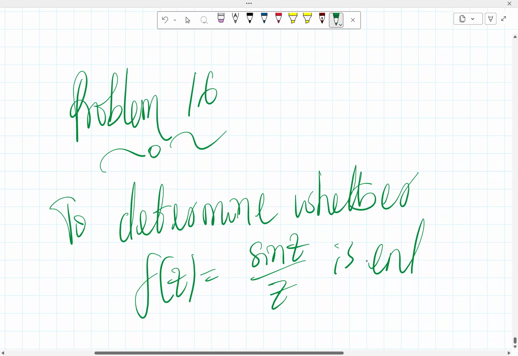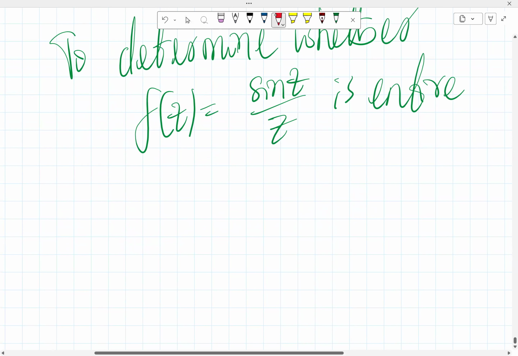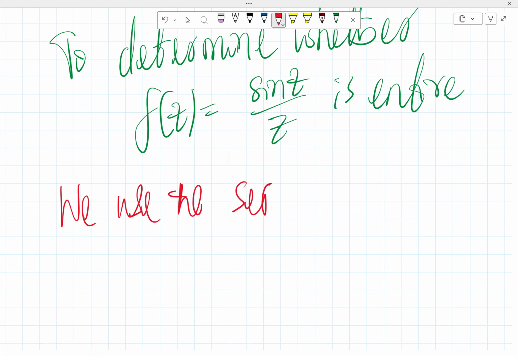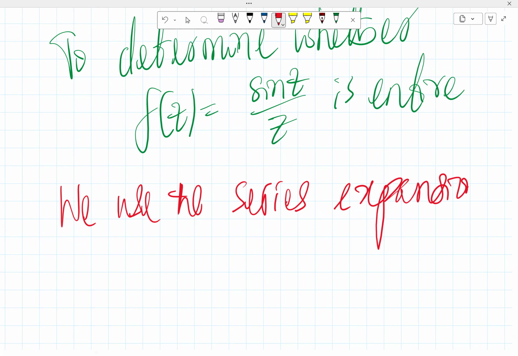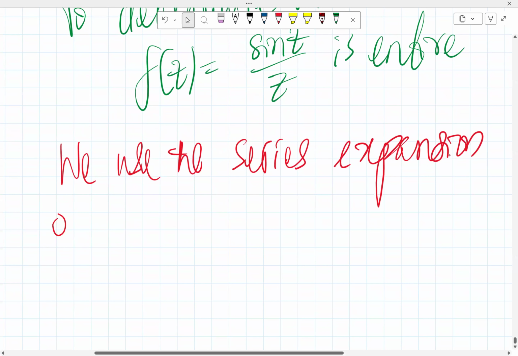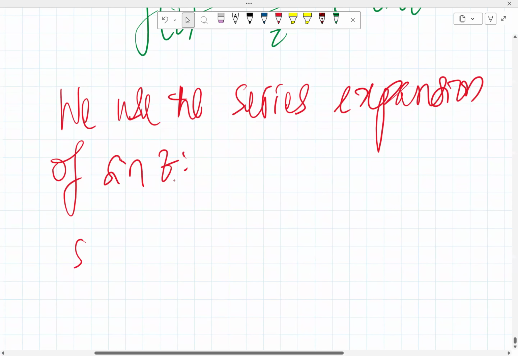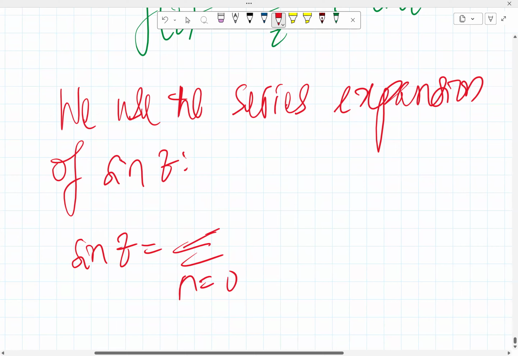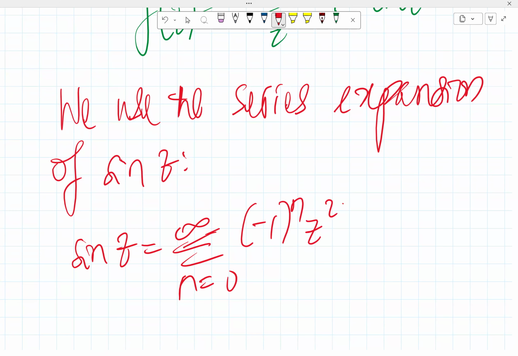Okay. So we have that. So we use the series expansion of sine z, which is that sine z is equal to summation from n equals 0 to infinity minus 1 raised by n z raised to power 2n plus 1 all over 2n plus 1 factorial.